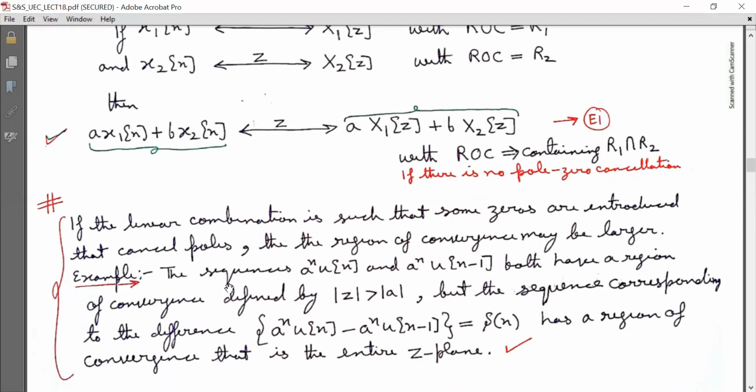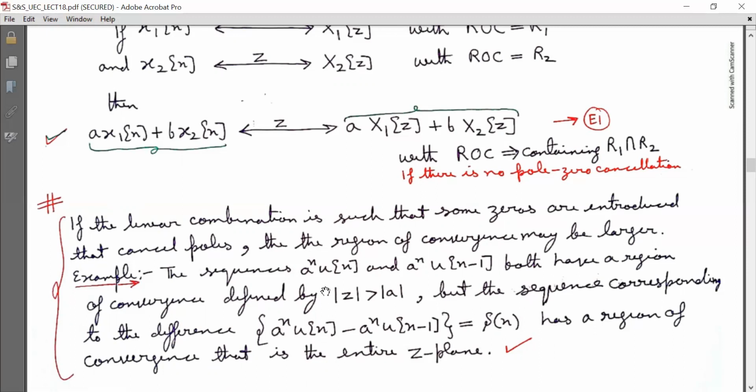larger. Example, the sequences a raised to n u[n] and a raised to n u[n minus 1] both have a region of convergence defined by magnitude z greater than magnitude a. But the sequence corresponding to the difference, a raised to n u[n] minus a raised to n u[n minus 1], is equal to delta[n] and has a region of convergence that is the entire z plane. So this is a very interesting example.